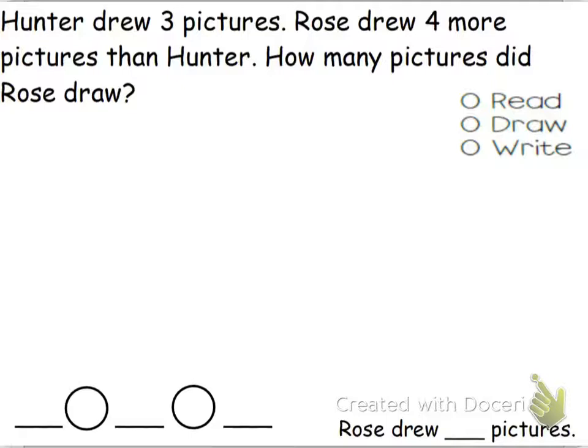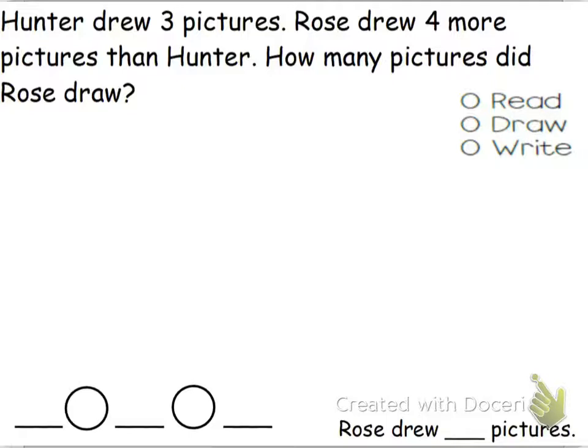Alrighty guys, it says Hunter drew 3 pictures. Rose drew 4 more pictures than Hunter. How many pictures did Rose draw? First, let's take a second to think about what's going on. They're talking about drawing pictures. Hunter drew 3, Rose drew 4 more than Hunter. So Rose drew 4 more than 3. Okay, so that's what we're going to have to figure out.